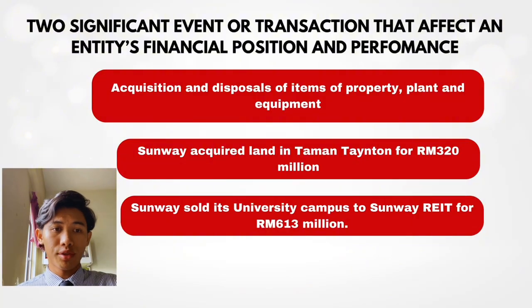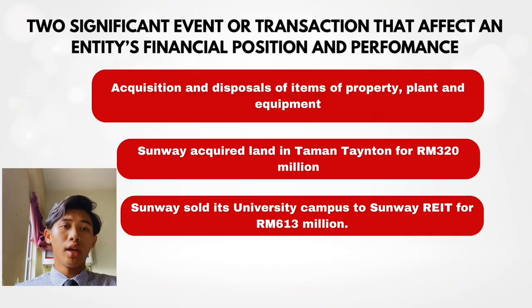And number 2 is about disposal. A company wants to sell their asset. Sunway also recently sold its university campus to Sunway REIT for 613 million, and it impacts a huge cash inflow shown in the statement of cash flow. And the gain on disposal is recorded in the SOPL, which increases their profit. We go to the next part.